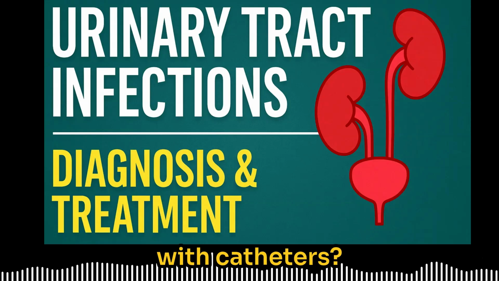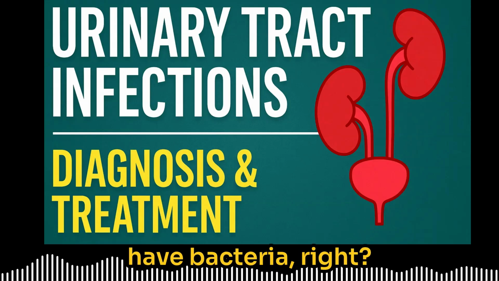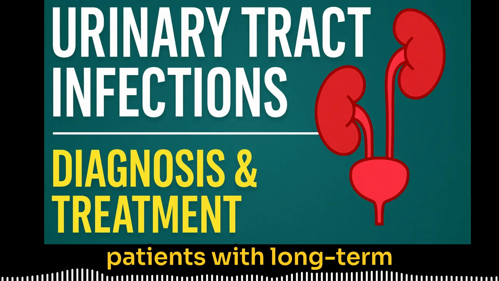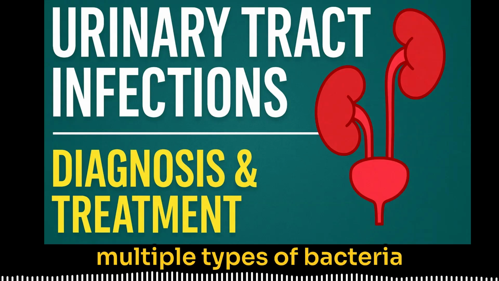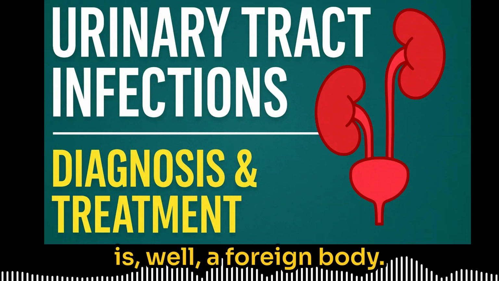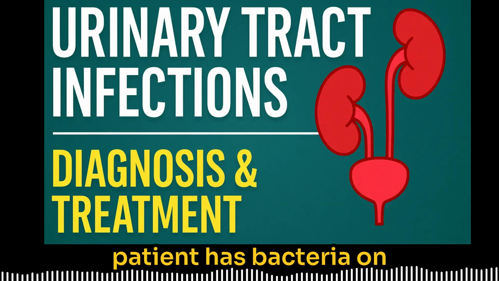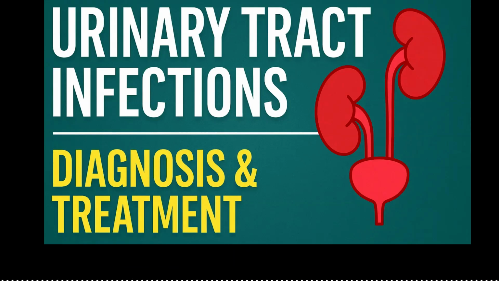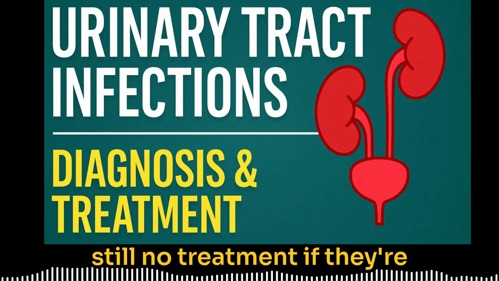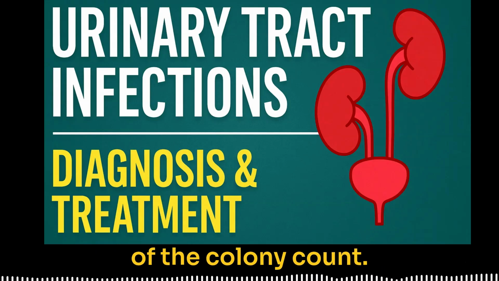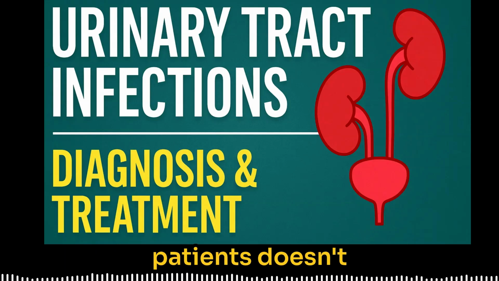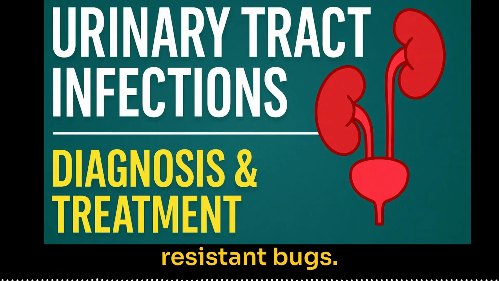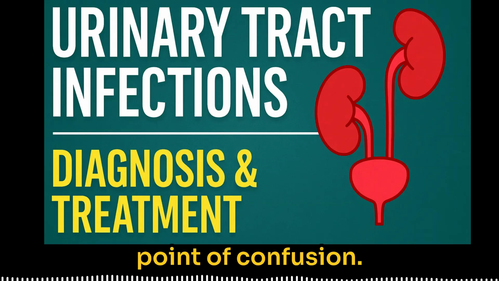What about patients with catheters? You mentioned them earlier. They often have bacteria, right? Oh, absolutely. Bacteria is practically universal in patients with long-term catheters, and often it's multiple types of bacteria because the catheter is, well, a foreign body. So if a catheterized patient has bacteria on culture, but no symptoms, still no treatment? Correct. Still no treatment if they are asymptomatic, regardless of the colony count. Treating ASB in these patients doesn't prevent symptomatic infections down the line, it just breeds resistant bugs. It's a very common scenario and a frequent point of confusion.